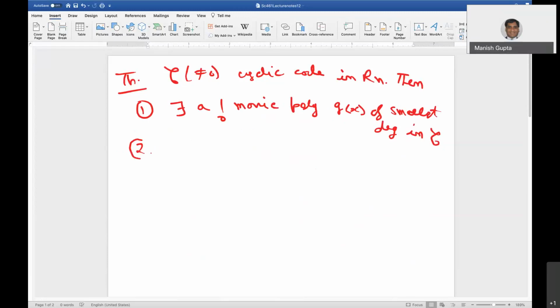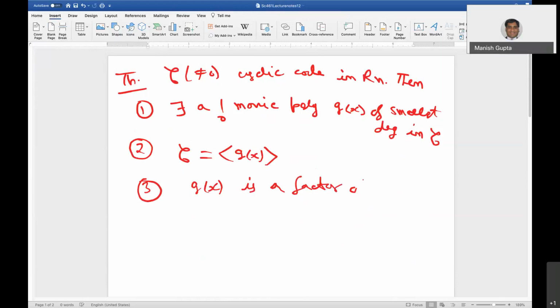Second, C is generated by g(x). Okay. Third, it means any code word in C is a multiple of g(x), right? Third, g(x) is a factor of x raised to power n minus 1. These are three very, very important properties of a cyclic code.